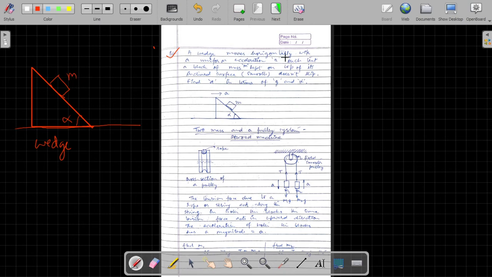Now the question is, the wedge moves horizontally with the uniform acceleration a, such that the block of mass m kept on top of it doesn't slip. So you have to find a in terms of g and alpha. So how do you do it?